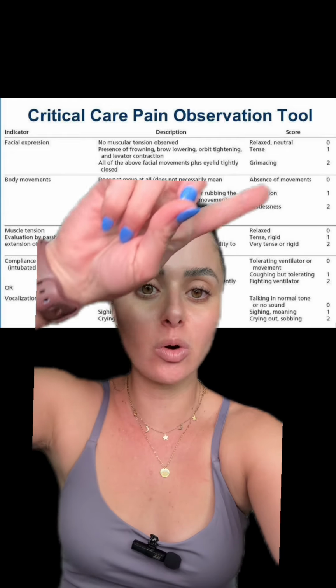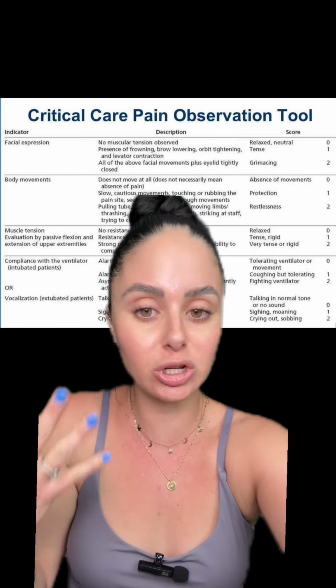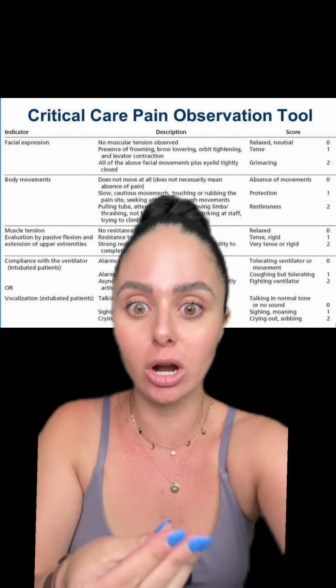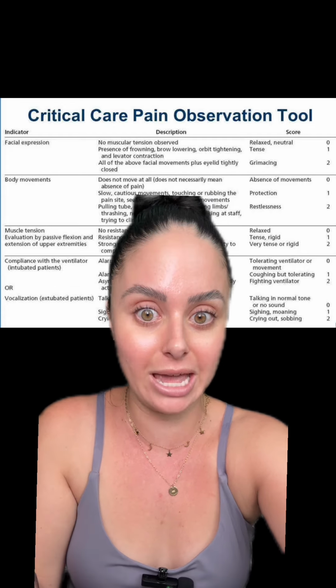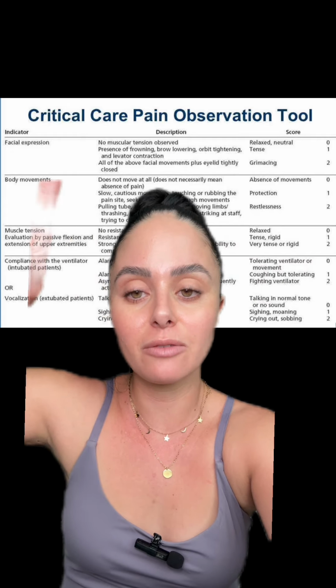For this tool, you can score anywhere from a 0 all the way up to an 8, 0 being no observed pain and 8 being you're observing what looks to be a lot of pain. There are 4 main sections that we will evaluate. First are patients' facial expressions.